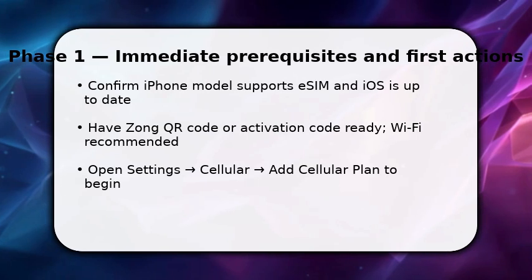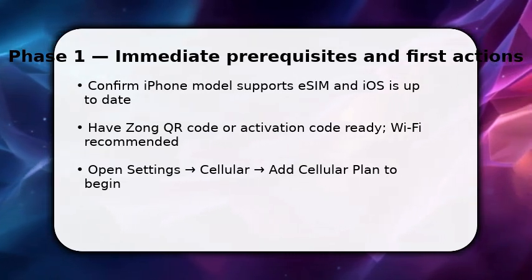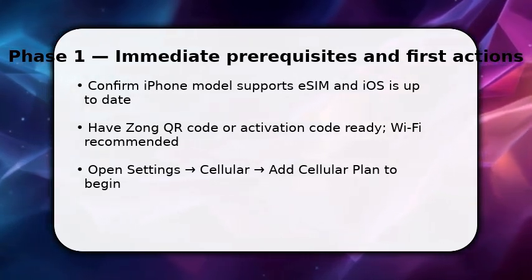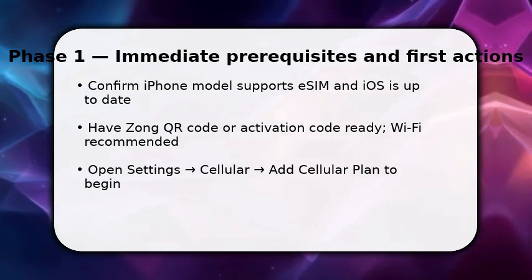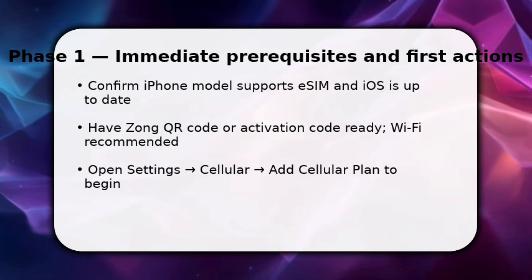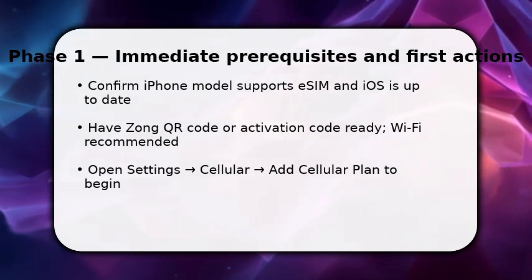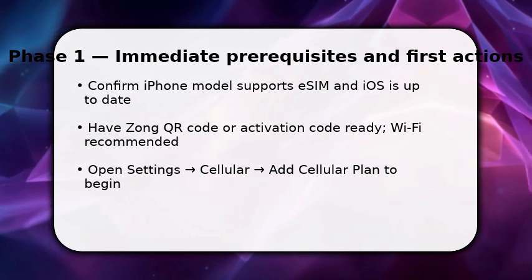You begin by confirming your iPhone supports eSIM and that iOS is current. This avoids provisioning errors. Once ready, make sure you have the Zong QR or activation code visible and Wi-Fi on, because scanning and download need internet.